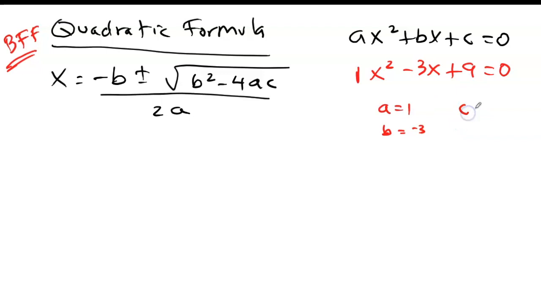And c is equal to 9. A in front of the x squared, b in front of the x, c is your constant. I'll come over here. It says negative b. Negative, how much is b? Negative 3.